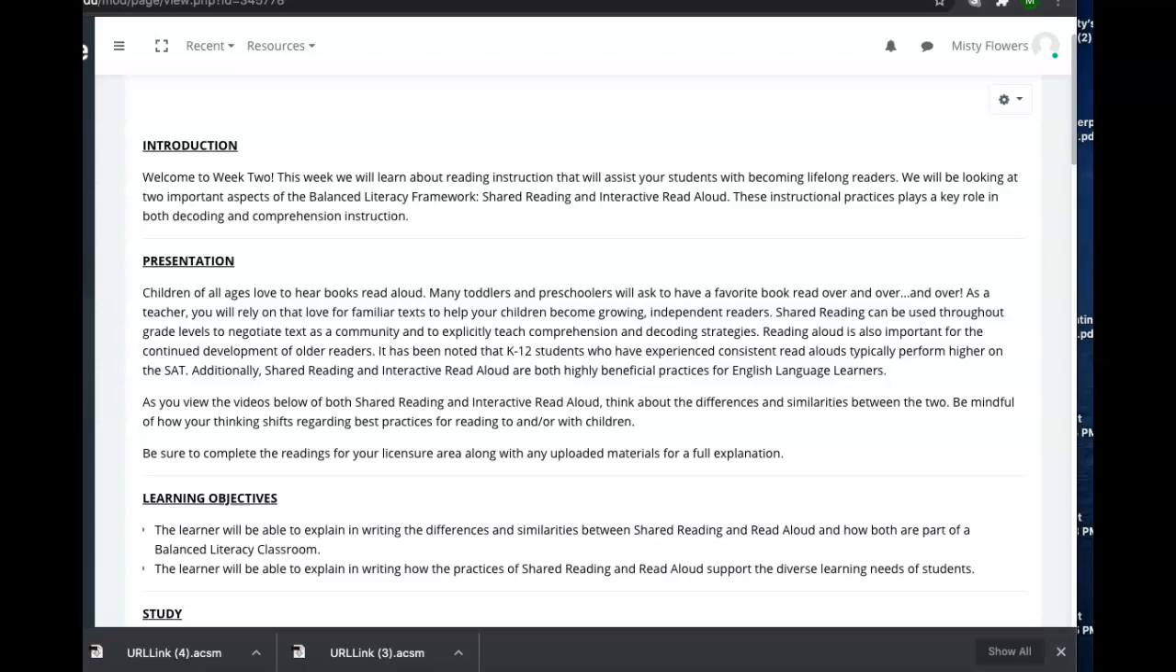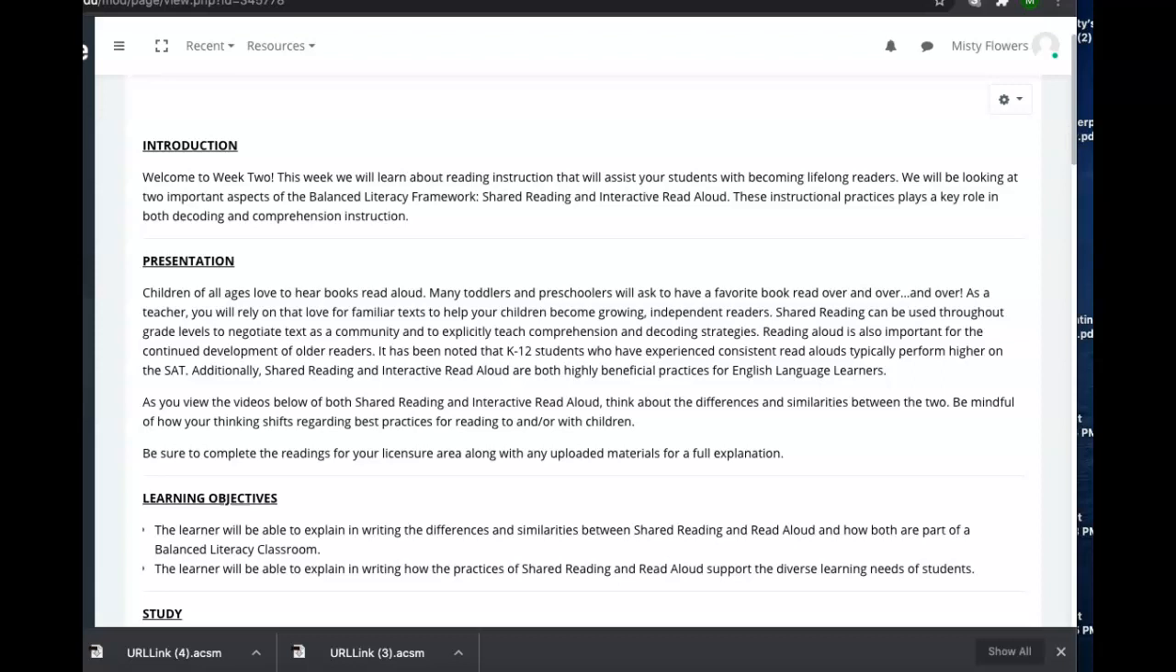This week, we're looking at two important components of the Balanced Literacy Framework. We're going to look at shared reading and interactive read aloud. Both of these components play a key role in both decoding and comprehension instruction. I want to first talk about shared reading. You read about shared reading in chapter 3 of our text.